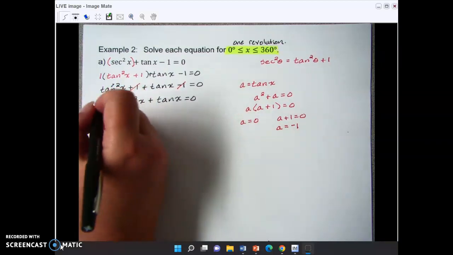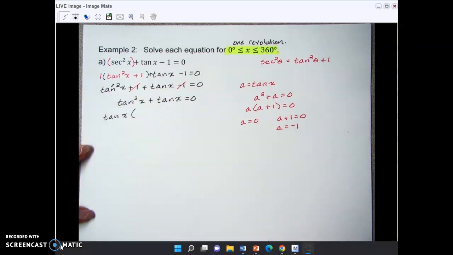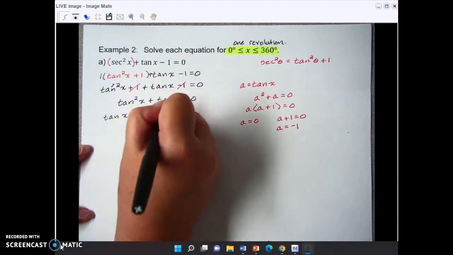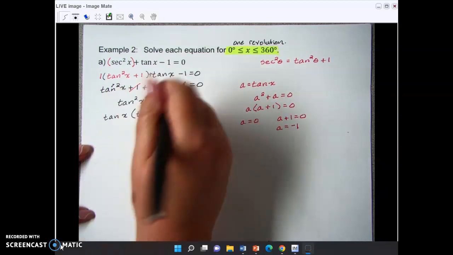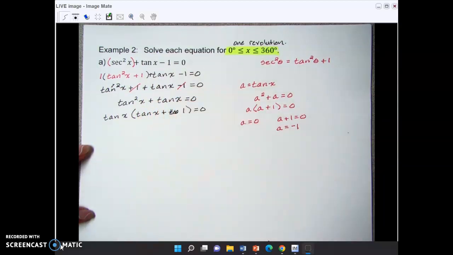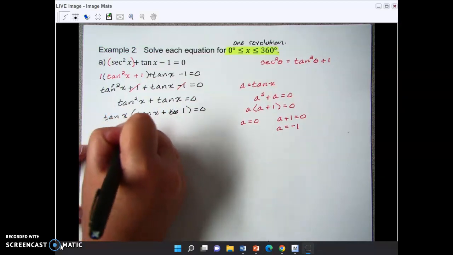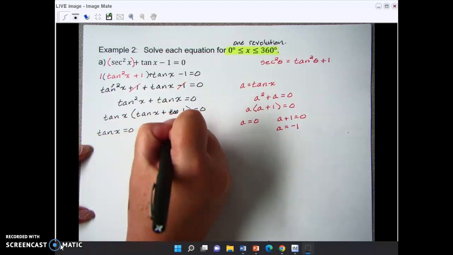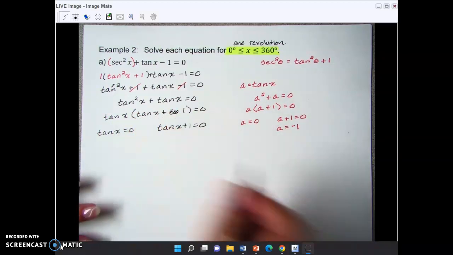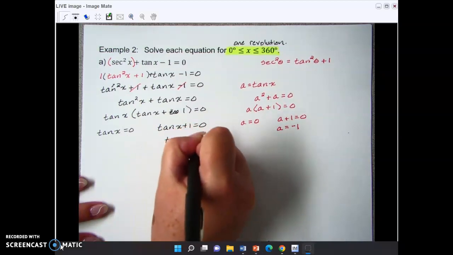I'm going to factor out a tangent of x, they've got that in common. So tangent of x times tangent of x gives me tangent squared of x. And tangent of x times 1 gives me tangent of x, is equal to 0. So that means either tangent of x is equal to 0 or tangent of x plus 1 is equal to 0. So coming down here, we could say tangent of x is equal to negative 1.